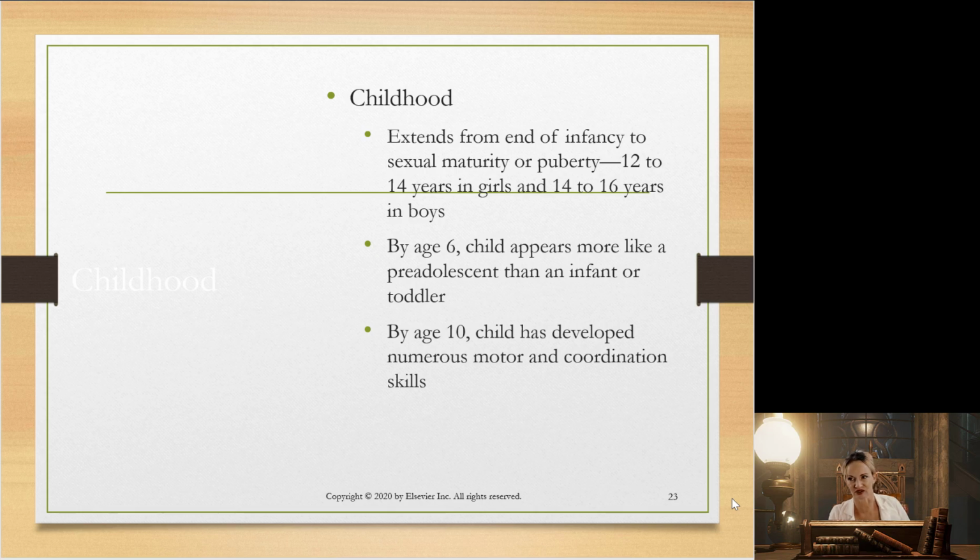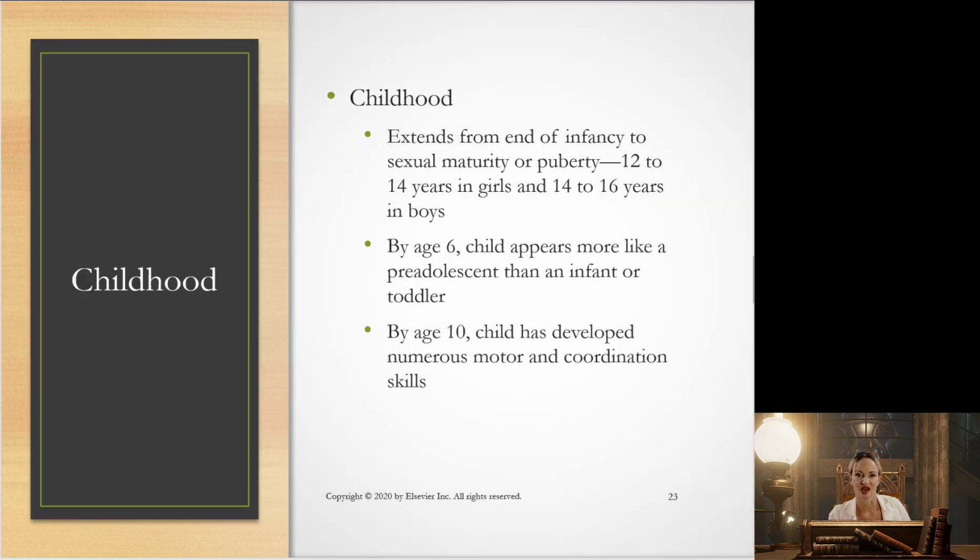Now let's talk about childhood. Childhood extends from the end of infancy to sexual maturity or puberty. This is 12 to 14 years in girls and 14 to 16 years in boys. By age 6, the child appears more like a pre-adolescent than an infant or a toddler. By age 10, the child has developed numerous motor and coordination skills. The deciduous teeth, which begin to appear around 6 months of age, are lost during childhood, beginning around the age of 6. And the permanent teeth, with the exception of wisdom teeth, all erupt by age 14.